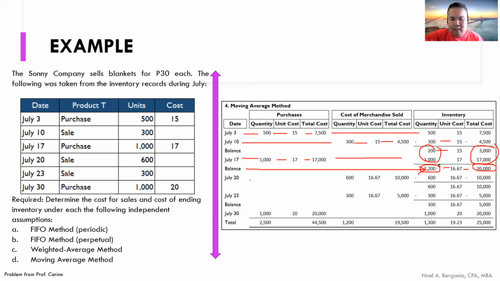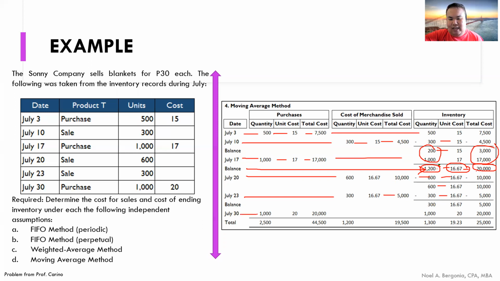Okay? Then, nung nag-sale tayo ng July 20 and 23, as you can see, we have used the recent na average which is 16.67. So, yun pa rin po yung ginamit. Okay? So, walang naging changes sa average kagaya kanina, no, on July 23.